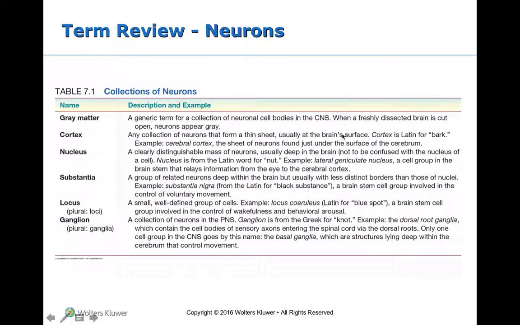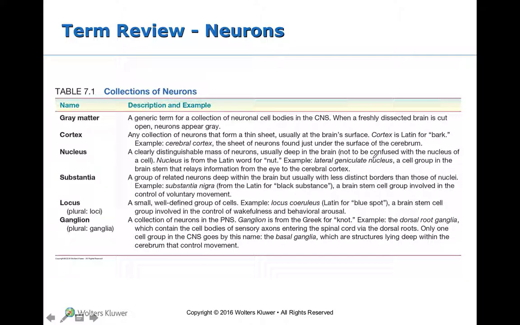So here are just some review terms for neurons. Gray matter is the matter in the brain that is composed of neuronal cell bodies and dendrites. The cortex is any collection of neurons that form a thin sheet. This is Latin for bark. The nucleus is a distinguishable mass of neurons usually found deep within the brain, like the lateral geniculate nucleus, which you'll come to love when we start talking about vision. It's a cell group in the brainstem that relays information from the eyes to the cerebral cortex.